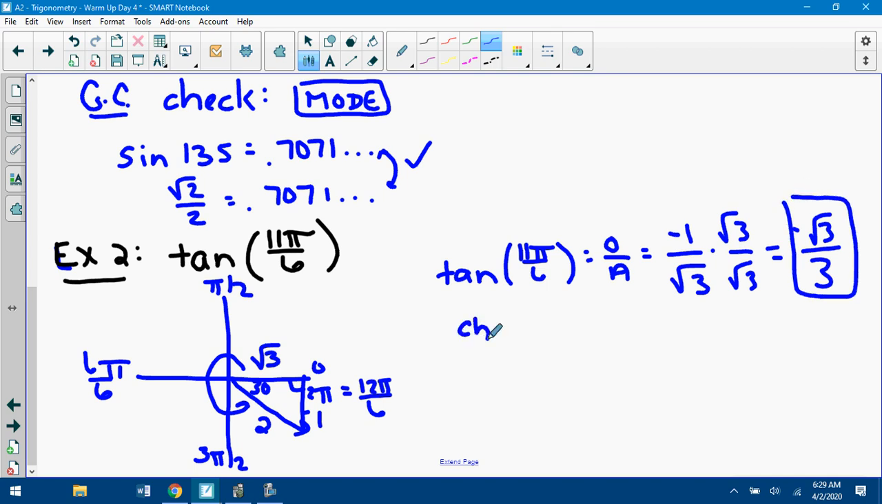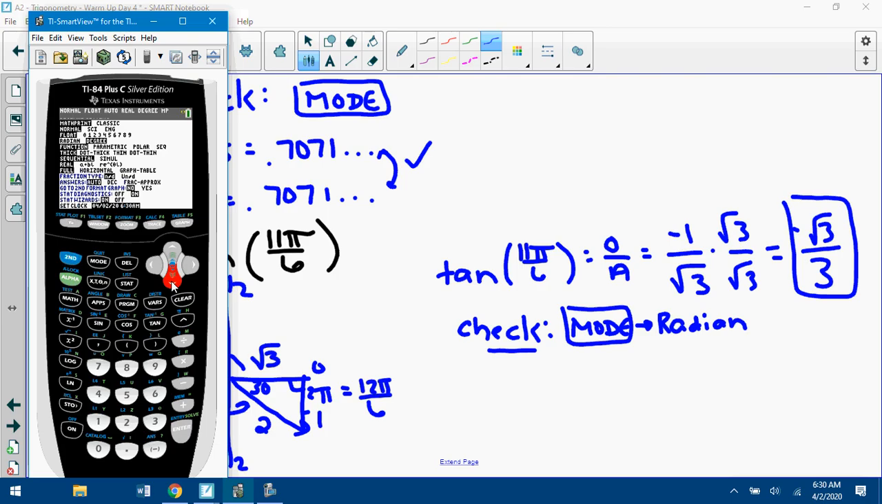Okay, so when we check, what mode should I be in this time? 11 pi over 6 is a radian, so I got to change to radian mode. So the first thing you're going to do on your calculator is you're going to type mode. You're going to go down to radian instead of degree. Then you're going to try tangent of 11 pi over 6, which gets you negative 0.577.